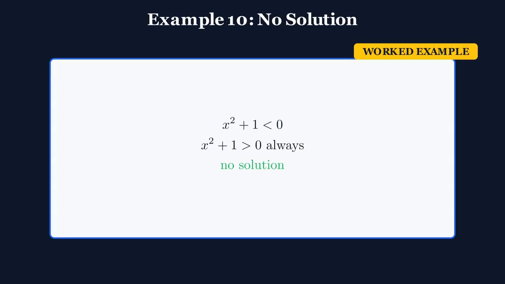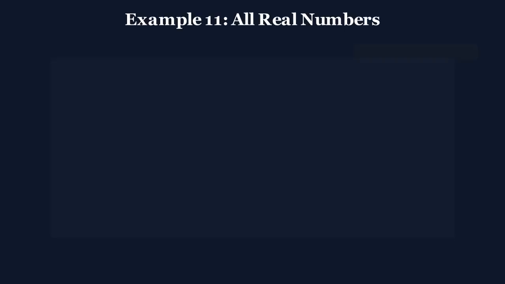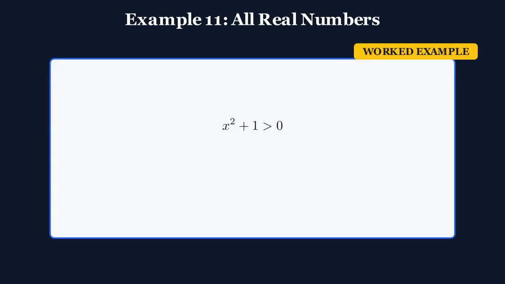Solve x squared plus 1 greater than 0. Since x squared plus 1 is always positive for every real x, the solution is all real numbers.